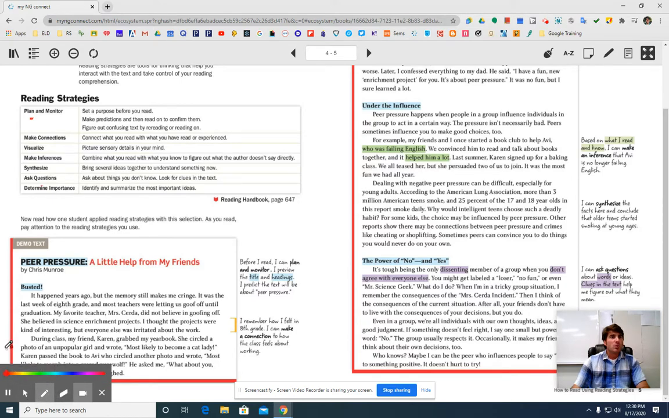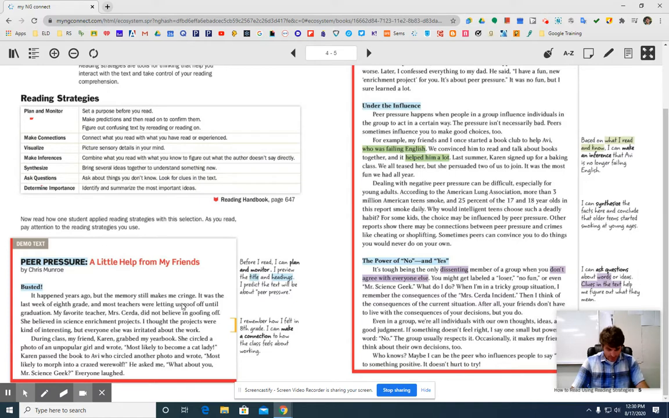All right. So we're looking at the peer pressure. A little help from my friends. Right away, I make a connection there. I get by with a little help from my friends. Right? The Beatles? Anyone? Yeah? All right, moving on.